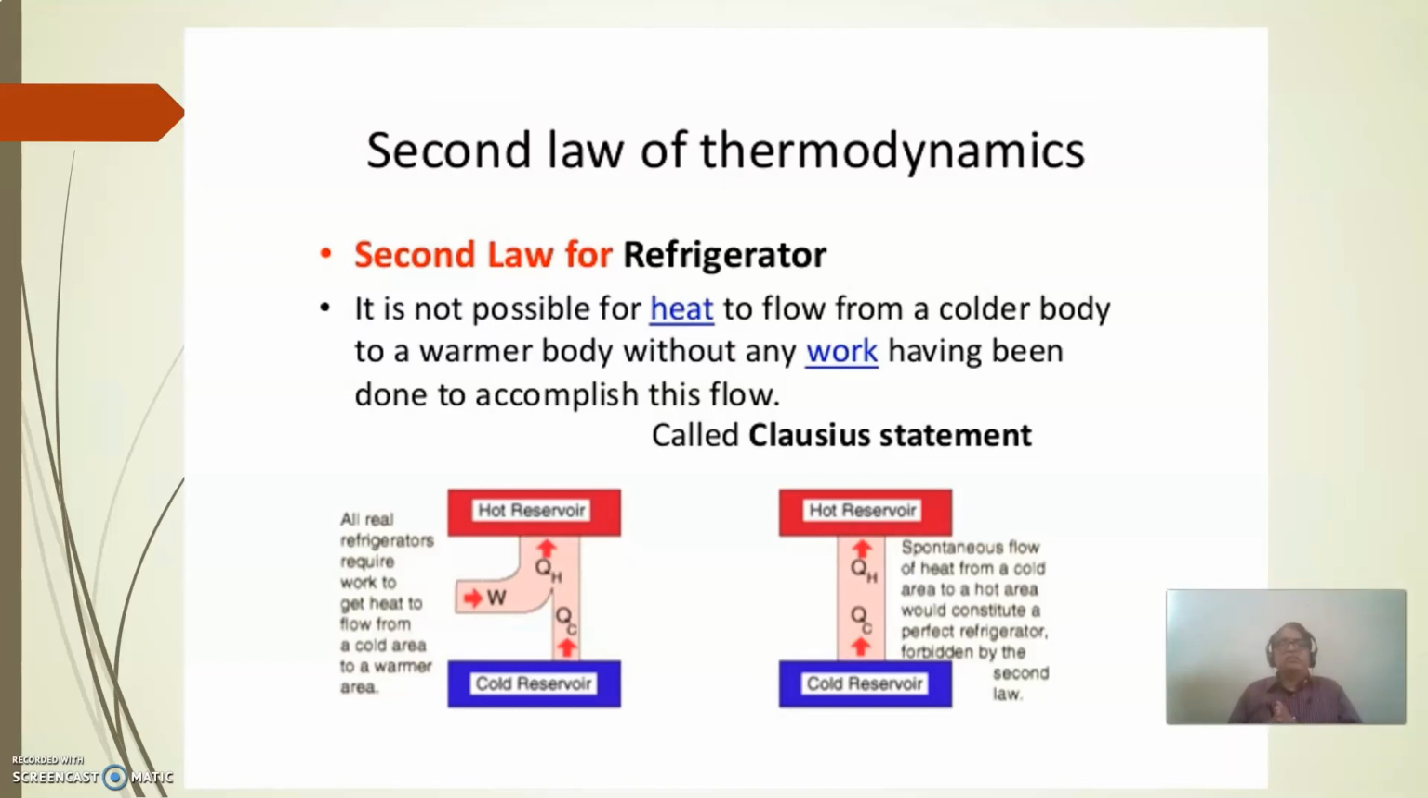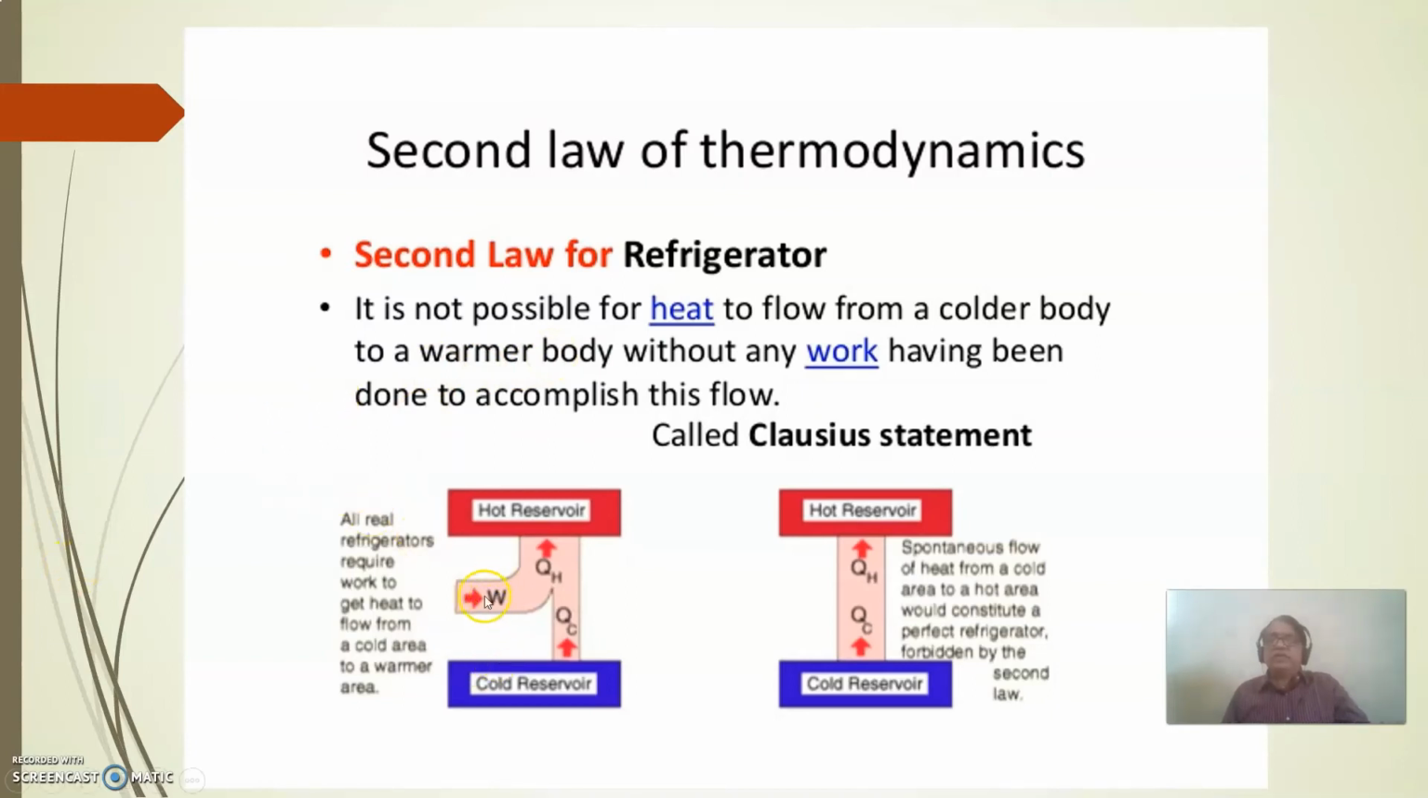done on the system. In the same way, in the second law for the refrigerator, it is not possible for heat to flow from a colder body to a warmer body without any work having been done to accomplish this flow. This is called the Clausius statement.